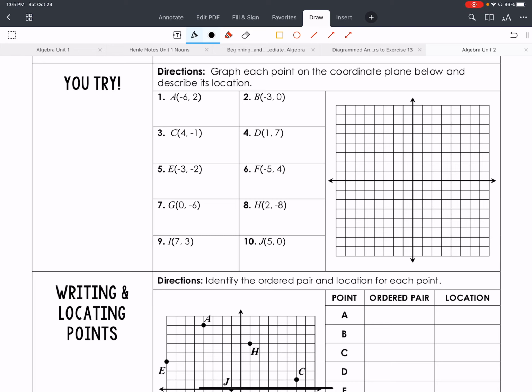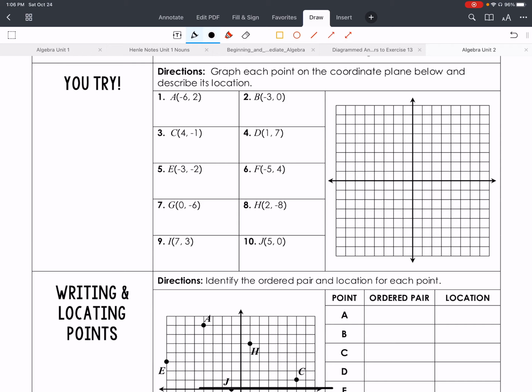Welcome back, students. So let's just practice graphing our points. For each one of these, please make sure that you label the letter that names each point next to the point that you place on the coordinate plane. Otherwise, it makes it very hard to check your work or look back and see what you did later.